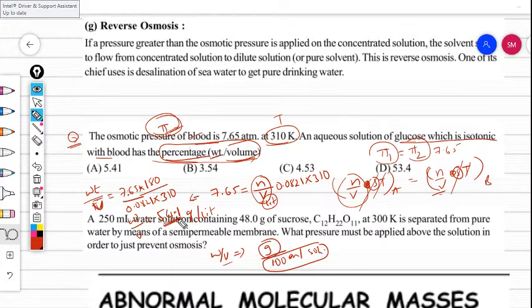So what you obtained is weight in grams but volume in liter. So if it is for 1000 ml, 5.41, for 100 ml it will be divided by 10. So it is 5.41 gram per volume percentage. So this will be the value. Okay, so this is one of the sample questions.